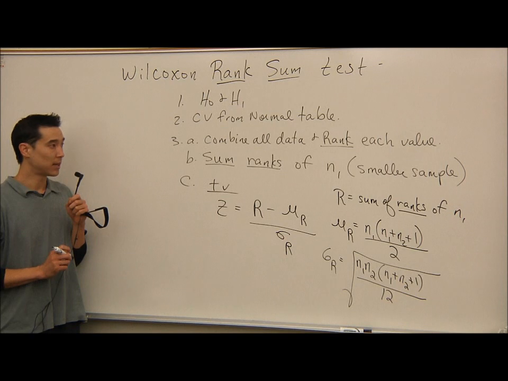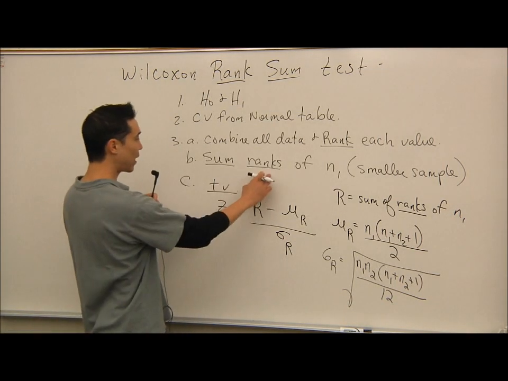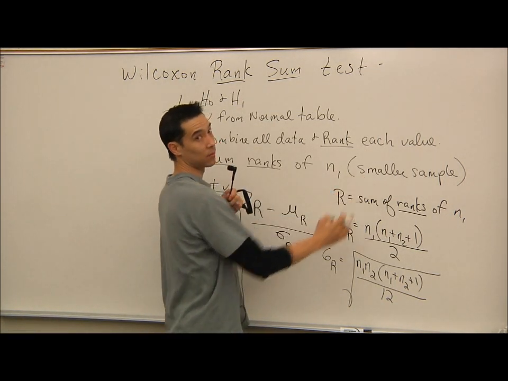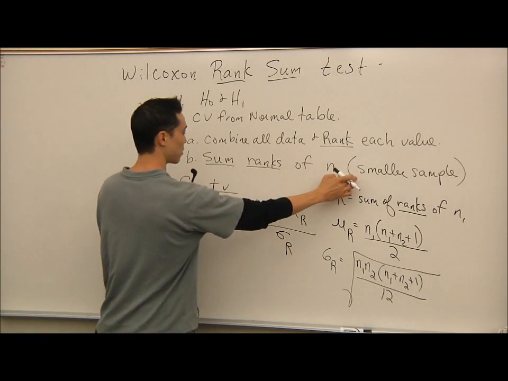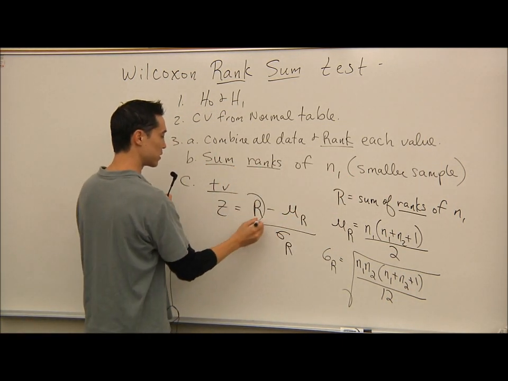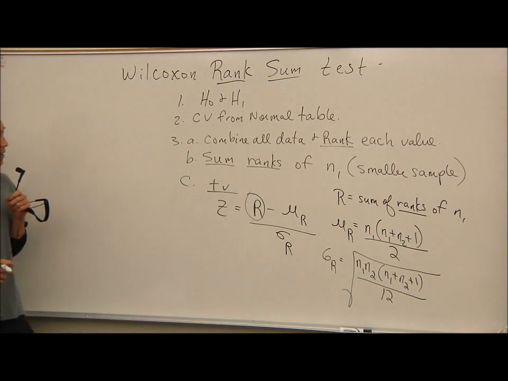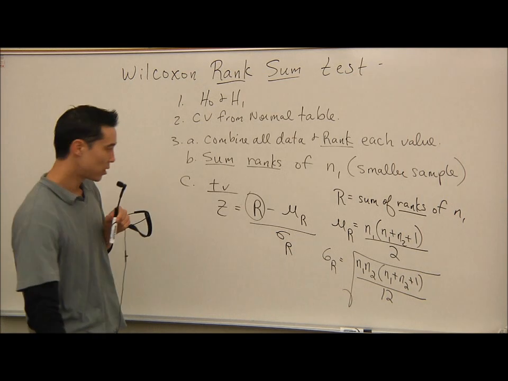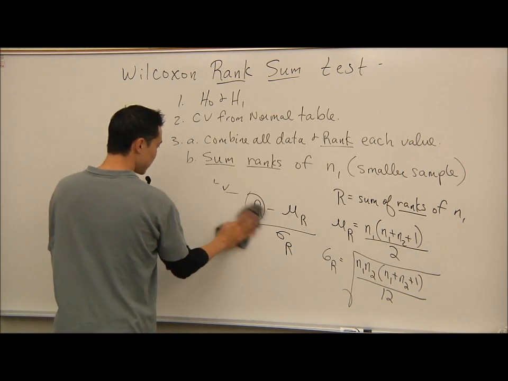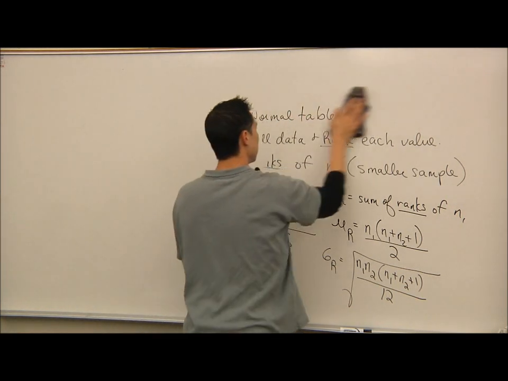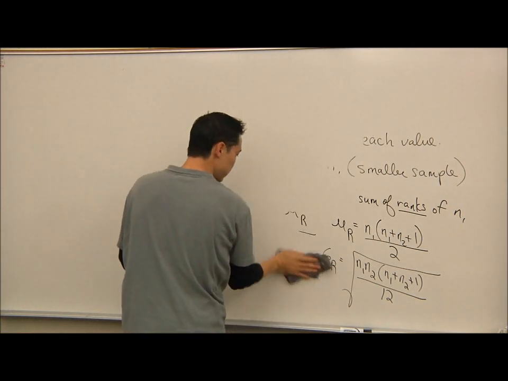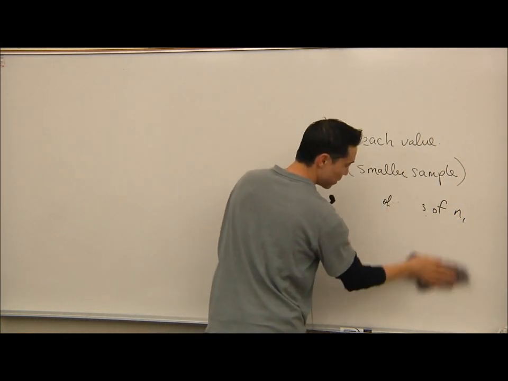Wilcoxon Rank-Sum test. You're going to sum the ranks of the smaller sample. Okay, so keep that in your head. We're going to be summing the ranks of the smaller sample, and that's what R is. Okay? All right. Let's jump right into an example. These things take a little bit of time, so we'll probably only be able to get through one of these. But let's be really careful and do it step by step.